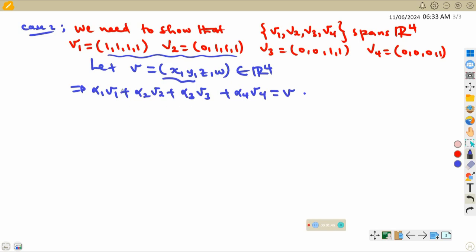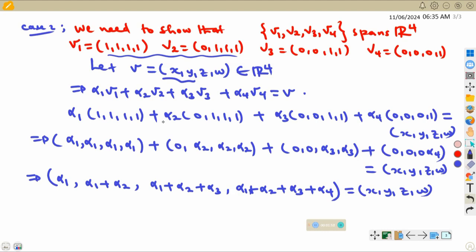So let us substitute for our vectors. We shall have alpha 1 into 1, 1, 1, 1 plus alpha 2 into v2 plus alpha 3 into v3 plus alpha 4 into v4, and this must be equal to v, which is an element from R4, which is x, y, z, and w. So simplifying this, when we multiply alpha 1 through v1, we shall be able to obtain this.